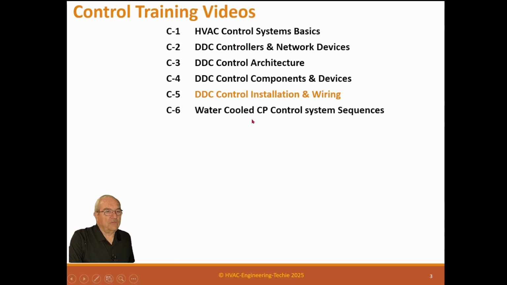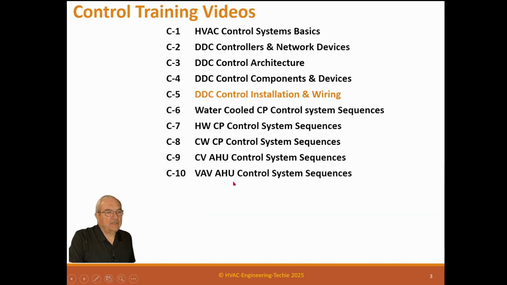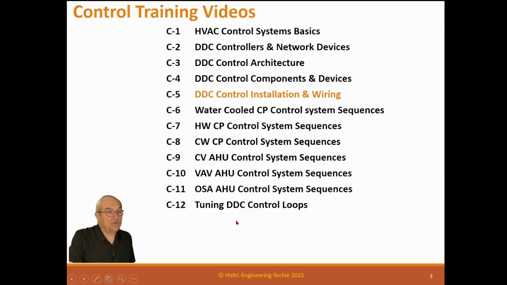C6 is water-cooled central plant sequences. C7 is hot water plant sequences. C8 is chilled water plant sequences. C9 is VAV air handler control sequences. C10 is VAV air handler sequences. C11 is outside air handler control sequences. C12 is tuning DDC loops, which is important.